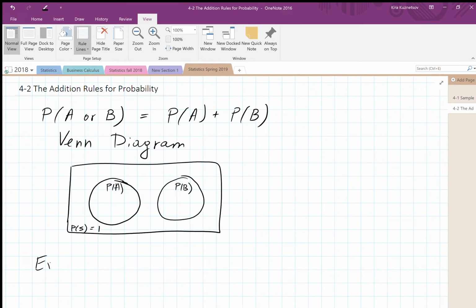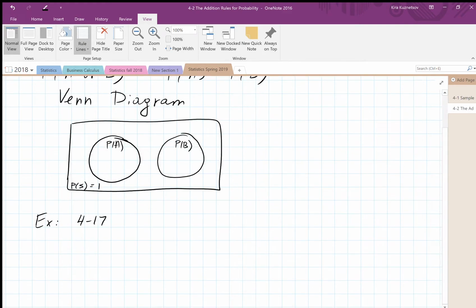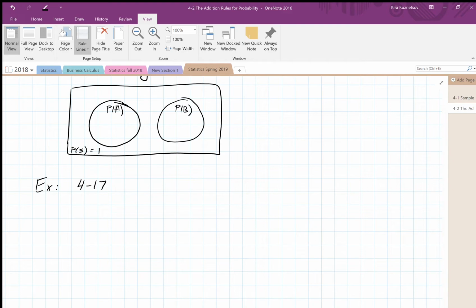I'm going to continue and take a look at 4-17 in the book. In the United States, there are 59 different species of mammals that are endangered, 75 different species of birds that are endangered, and 68 species of fish that are endangered. If one animal is selected at random, find the probability that it's either a mammal or a fish. So I don't need to draw a full diagram for this, but I do want to write something down.